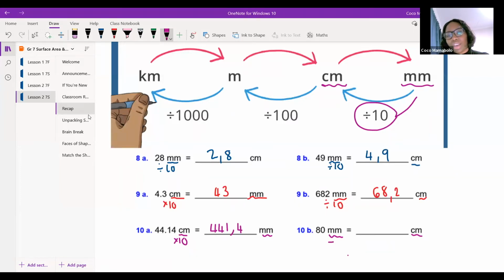Good. I need to divide by 10. What is 80 millimeters divided by 10, Buntle? 80 divided by 10. Good, it's 8 centimeters. I think you're breaking up there a little bit, but I can definitely hear you. Okay, very well done, Buntle.